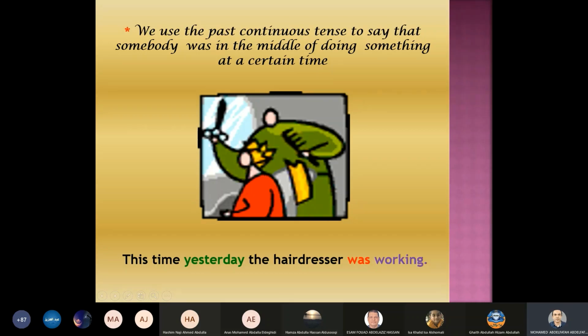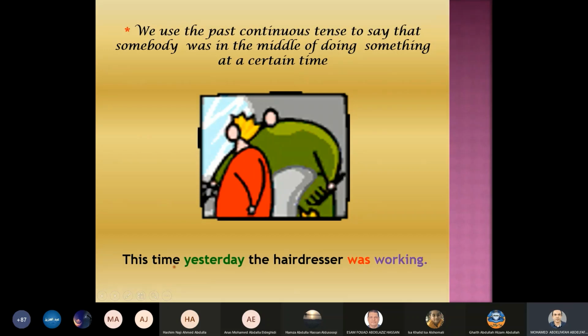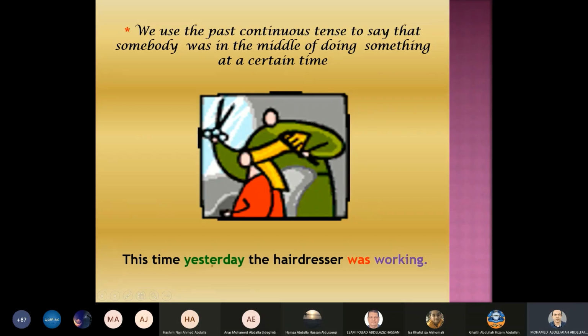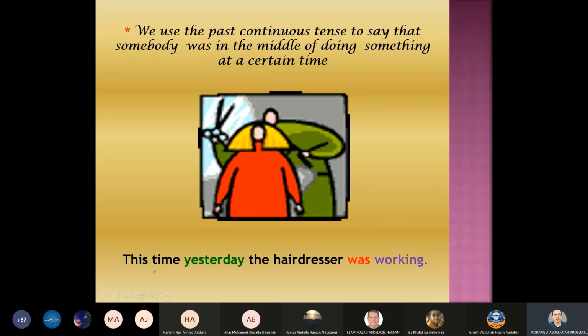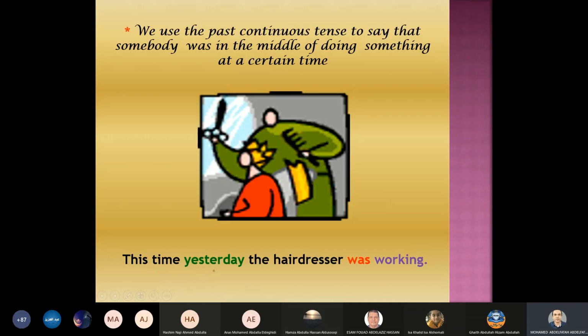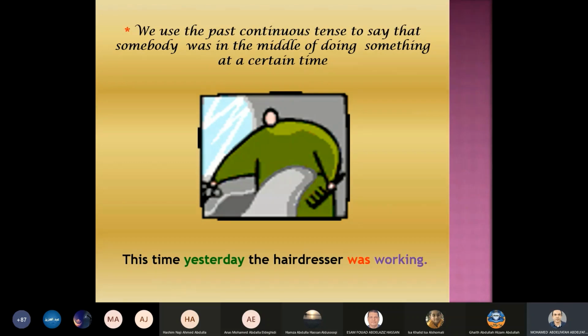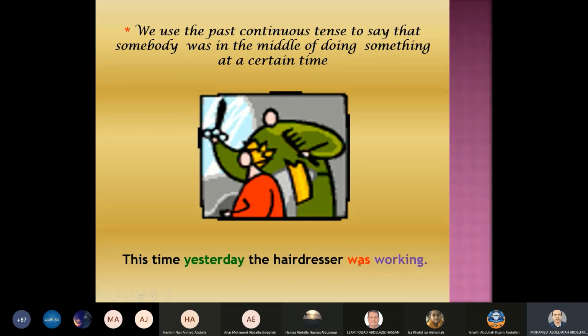When you describe this action that happened in the past, we are talking about a period of time. You say this time yesterday. Look here, only yesterday is a past simple. Yesterday I had my hair cut. But when you come to describe an action in the past, you would like to describe the action, use the past continuous. This time yesterday, what was happening this time yesterday? The hairdresser was working. Was or were plus verb plus ing.